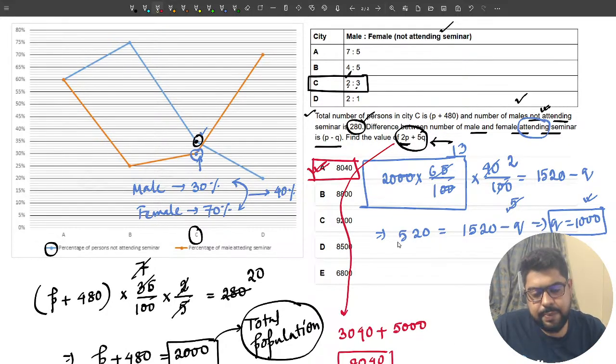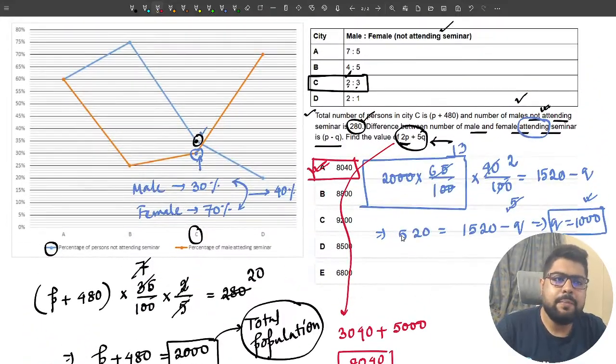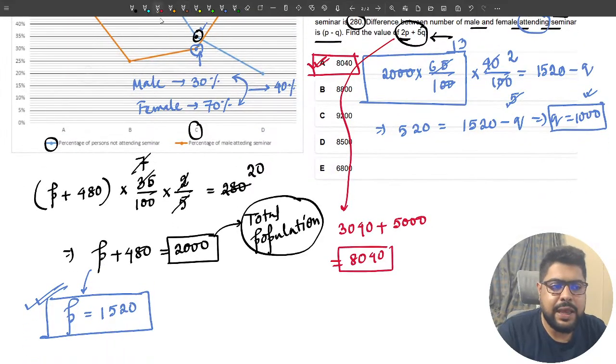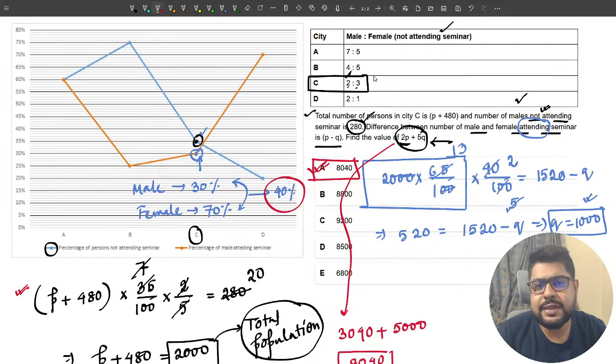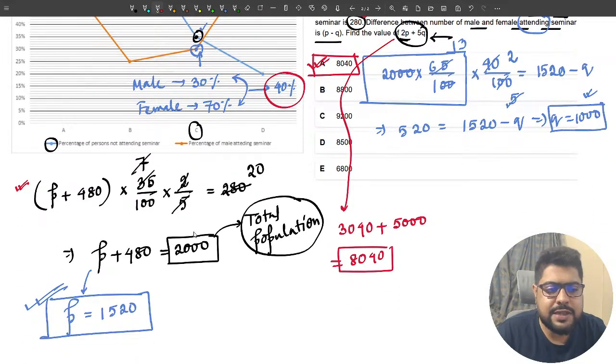So just a quick repetition, sir. P plus 480 was the total number of persons. Out of that, 35% have not attended the seminar. Out of that, 2/5 means 40%. Sorry, no, not this 40%. 2/5 is this, sir. Male is 2 out of 5 parts. So this is the number of males who have not attended the seminar. That is given as 280. From there, we figured out the value of P plus 480 is 2000. That is the total population. And the value of P is 2000 minus 480, that is 1520.